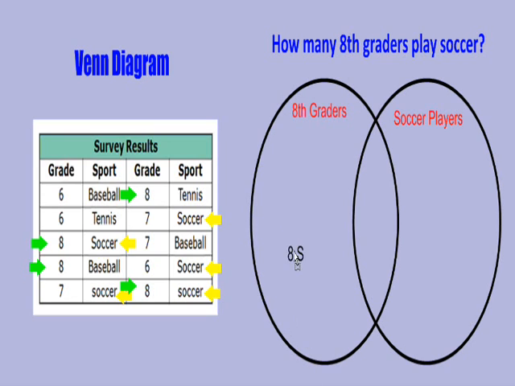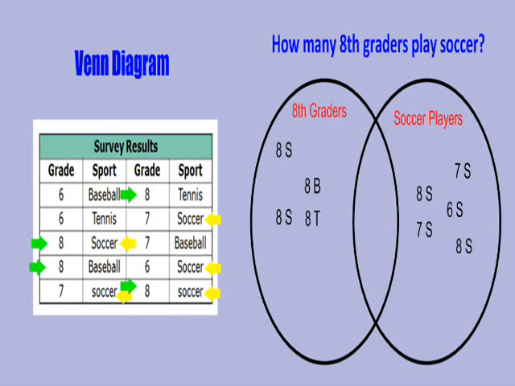So I had an 8th grader who liked soccer. I had another 8th grader who liked soccer, an 8th grader who liked baseball, and an 8th grader who liked to play tennis. On the other side, I'm going to put all the soccer players. So bringing them all up at the same time, I had 5 soccer players. I had an 8th grader, a 7th grader, a 6th grader, an 8th grader, and another 7th grader.